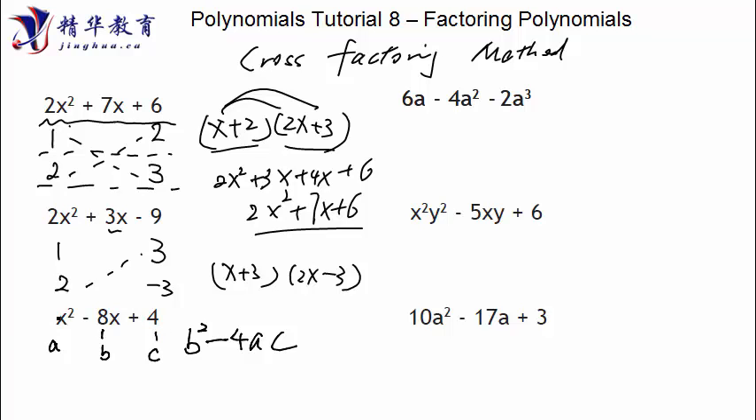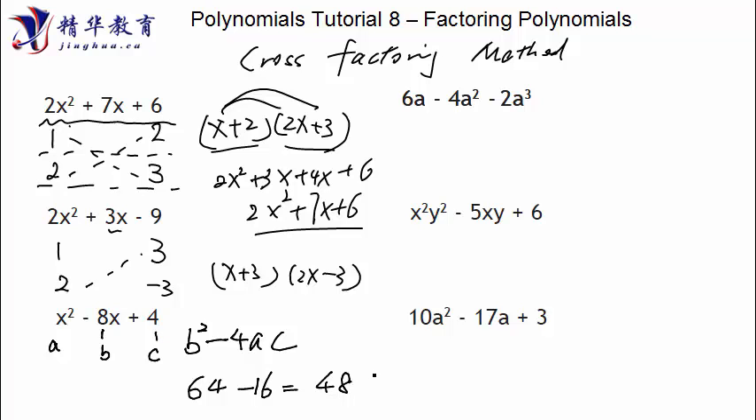Okay, always like that. The coefficient of the first term, the highest power term, is a. The coefficient of the second term is b. The coefficient of the constant term is c. So b squared minus 4ac. Here b is negative 8, whose square is 64. And then 4ac, which is 4 times 1 times 4, equals 16. So 64 minus 16 equals 48.